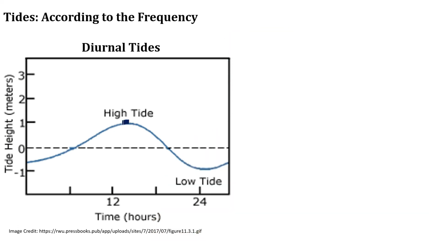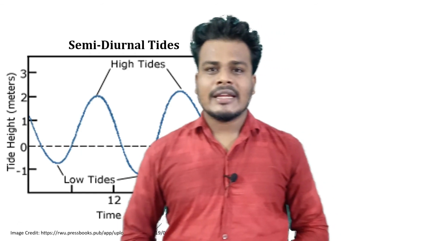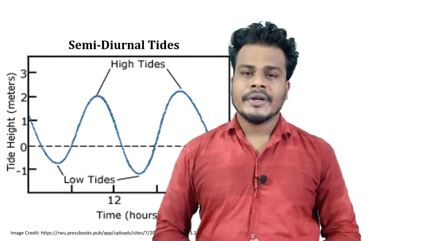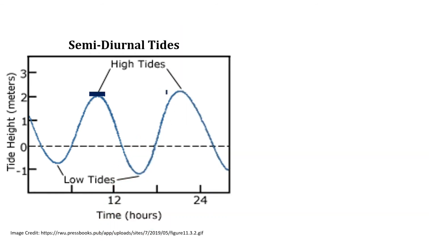In this diagram you can see there is one high tide of 1 meter and one low tide of -1 meter. That is known as diurnal tide. The next type of tide is semi-diurnal tide. In this situation, there are 2 equal high tides and 2 low tides per day. The difference between the high tide and the low tide is 12 hours 25 minutes. In this diagram, there are 2 high tides of equal height, that is 2 meters, and also 2 low tides which are of unequal height.